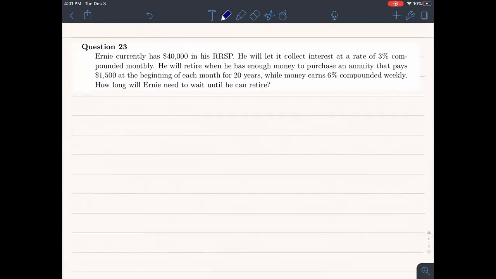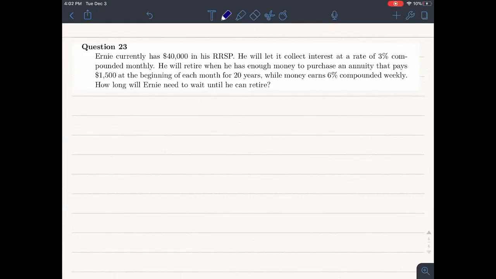Ernie currently has $40,000 in his RRSP. He will let it collect interest at a rate of 3% compounded monthly. It's an annuity that pays $1,500 at the beginning of each month for 20 years. This is different from test 3, right? Because there I had a perpetuity because I wanted to get a perpetuity in, right? But now it's just going to be an annuity for 20 years, but the idea stays the same. While money earns 6% compounded weekly, how long will Ernie need to wait until he can retire?